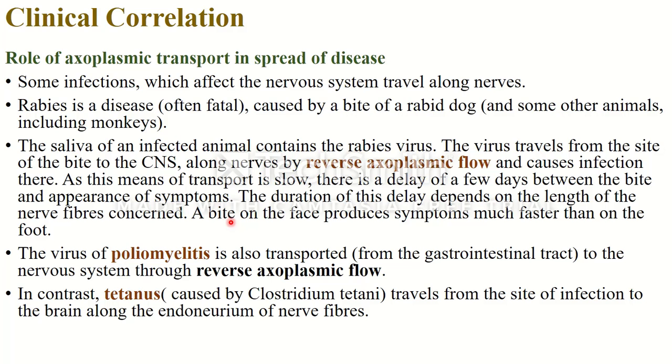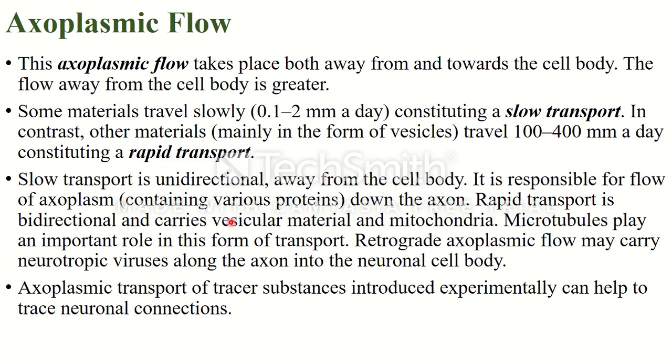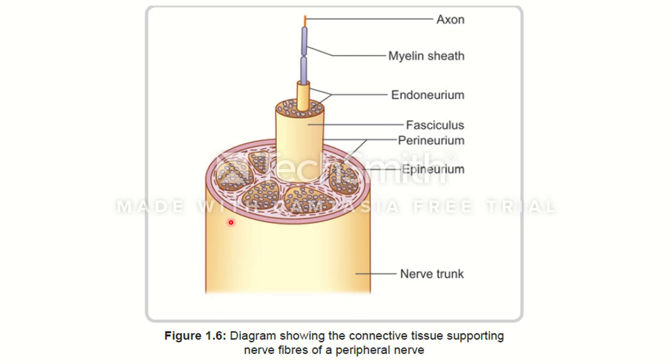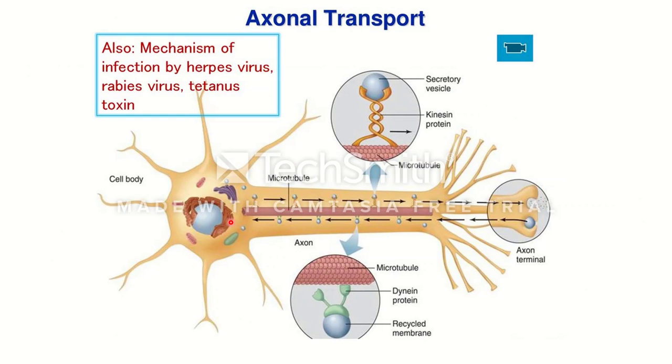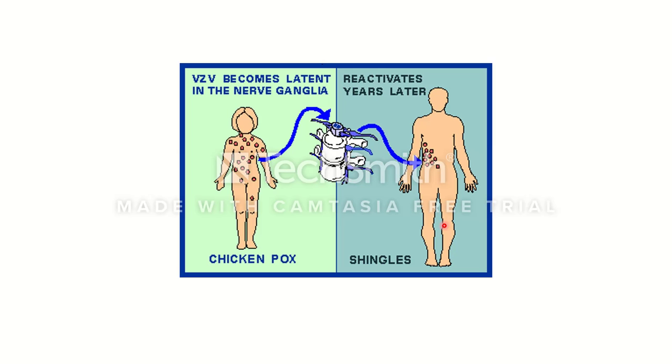So this axonal transport can be fast or slow. A slow transport is always one directional and away from the cell body. But fast or rapid transportation is bidirectional, can be toward the cell body or away from the cell body.